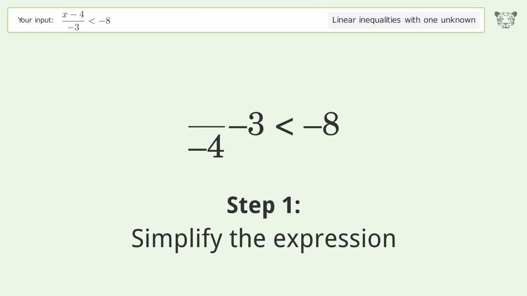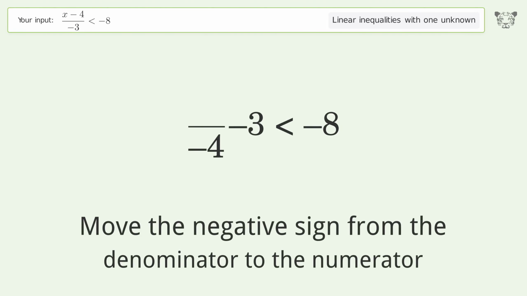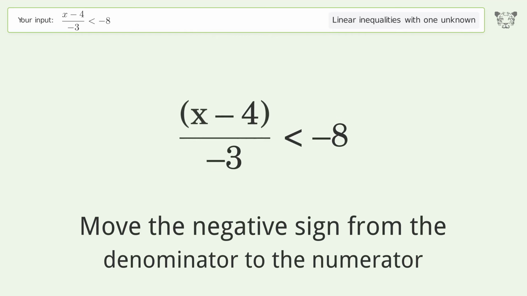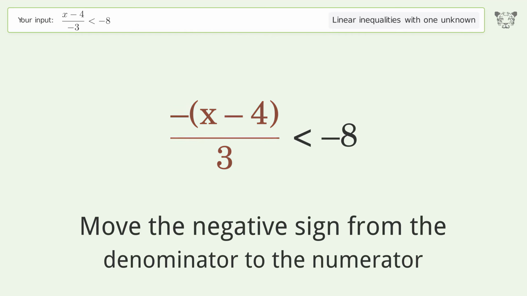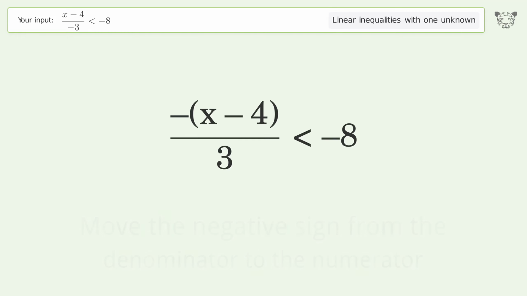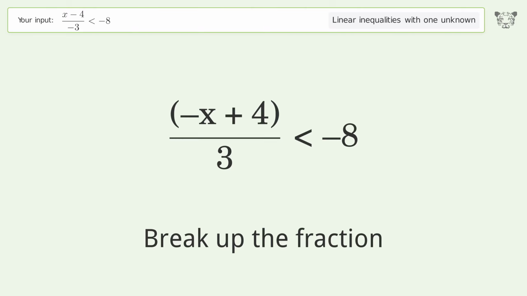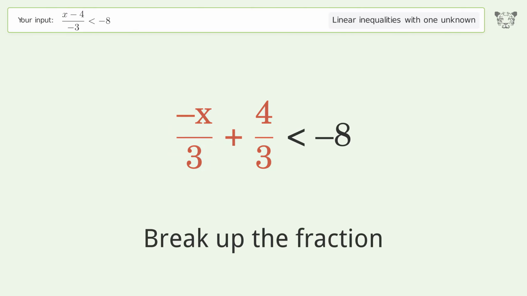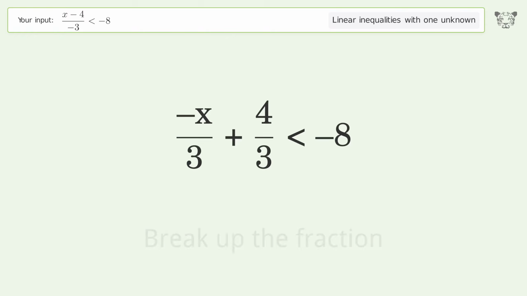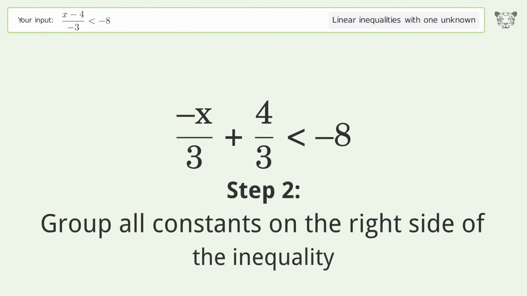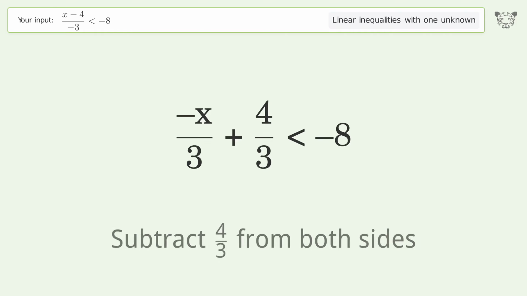Simplify the expression. Move the negative sign from the denominator to the numerator. Expand the parentheses. Break up the fraction. Group all constants on the right side of the inequality. Subtract 4/3 from both sides.